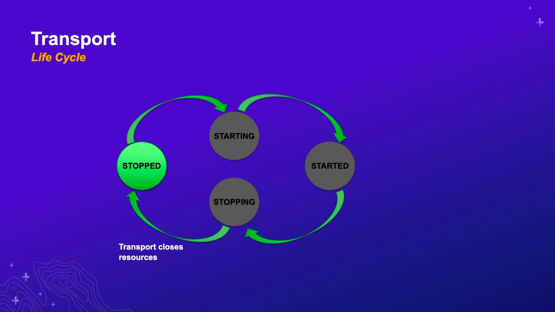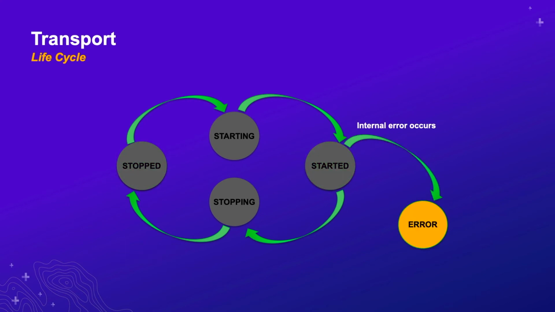Throughout the lifecycle of a transport, there could be many errors that occur. If there are any errors, then we enter an error state. And in this state, we can log the message of the error using the bundle logger. We will talk about the bundle logger a little later in the presentation.